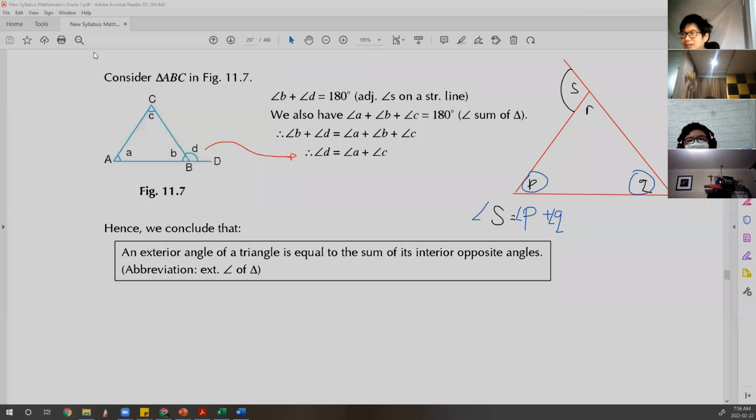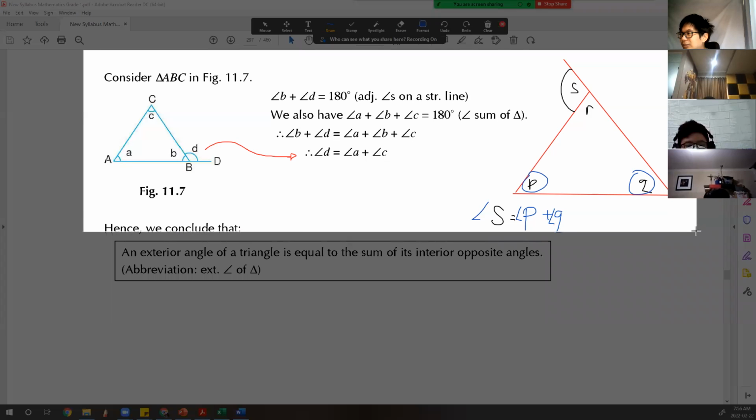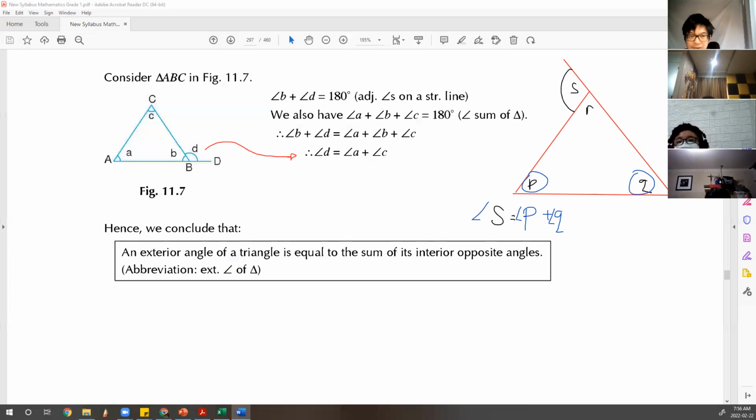Now, I will copy this also, so you can see the connection of one exterior to the other two, the two opposite interior angles. How about B? B is the exterior, so B equals C plus A, the other two. Okay, the other two, keep that in mind.